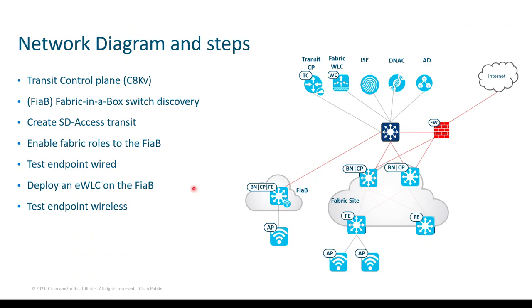All right, so just to recap. We've done the provisioning of the fabric in a box device on a separate site, enabled the SD-Access transit, and enabled the virtual network for both wired and wireless devices on the corporate VN. So we tested connectivity between the two sites and as well towards the internet. So that's the end of the video.